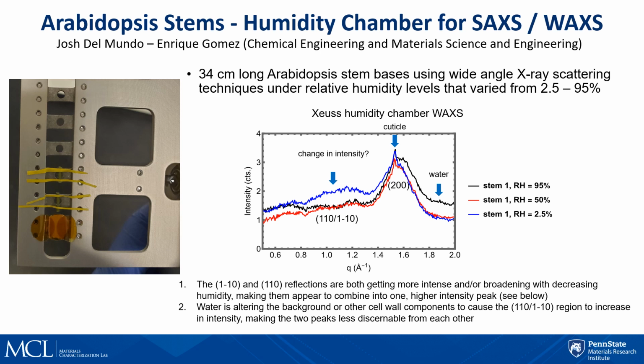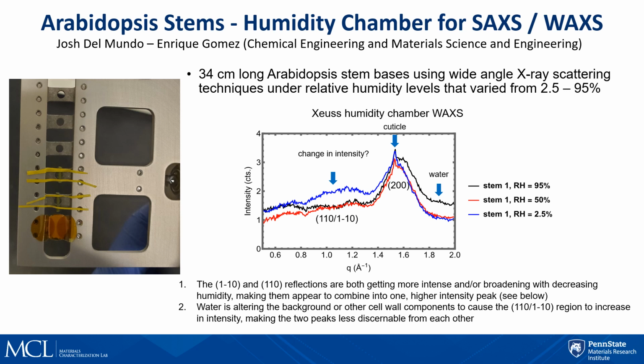In this study, they examined Arabidopsis stem bases using wide-angle X-ray scattering technique under relative humidity levels that varied from 2.5% to 95%. And using the Zeus humidity chamber, they were able to look at the changes in the cellulose crystallinity in changes from the hydration state.